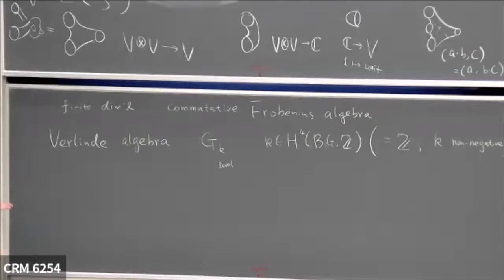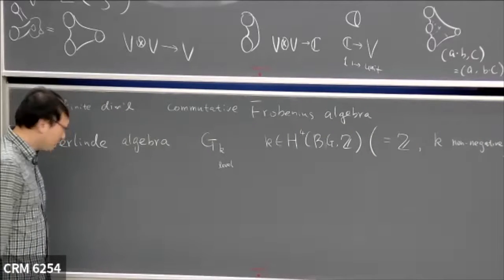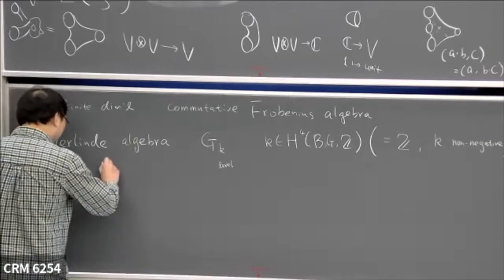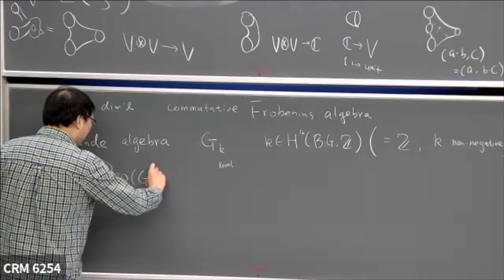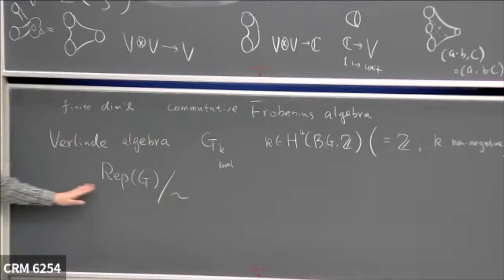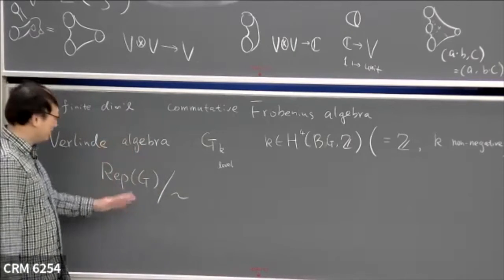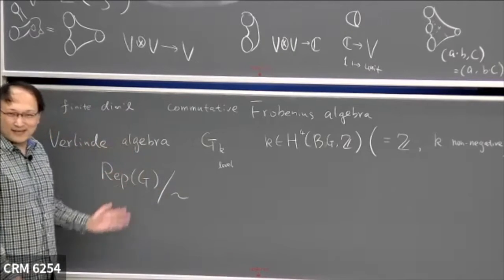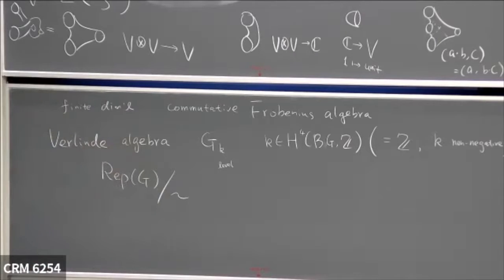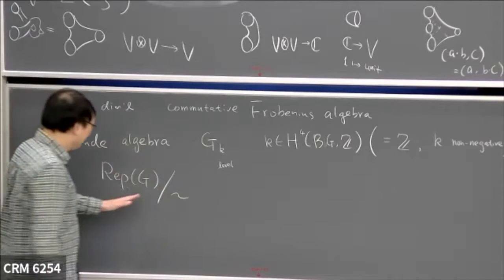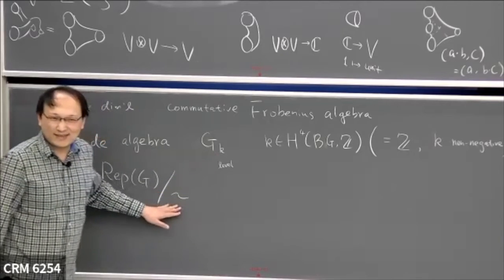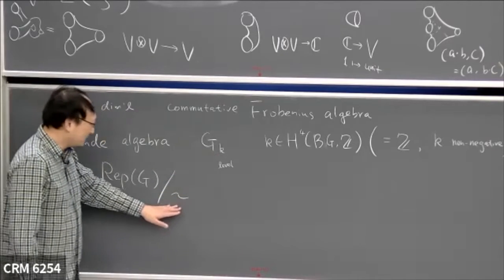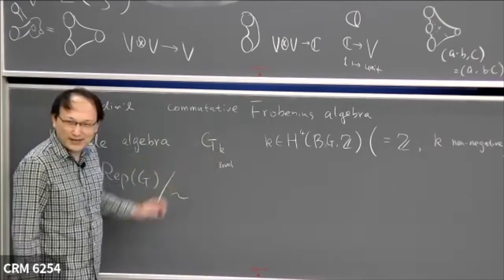Then the Verlinde algebra is going to be something quite simple. It's a quotient of the representation ring of G. In the representation ring, there are familiar products given by tensoring two representations and decomposing them. And then to get the Verlinde algebra, you impose some relations that depend on K.